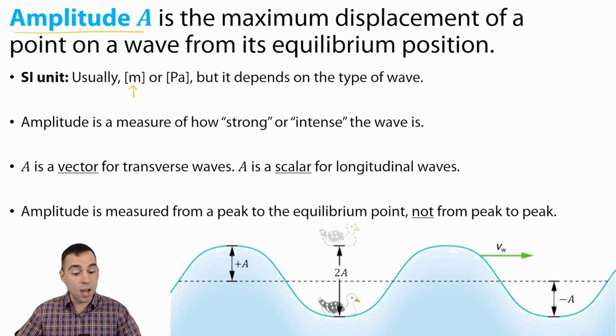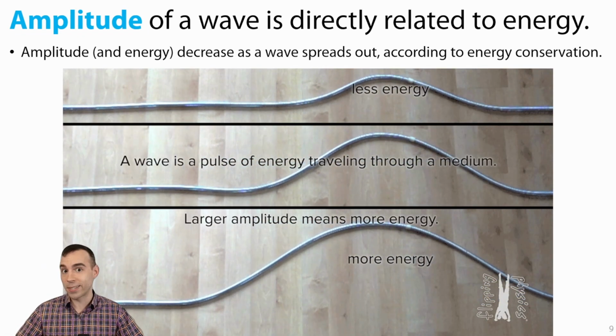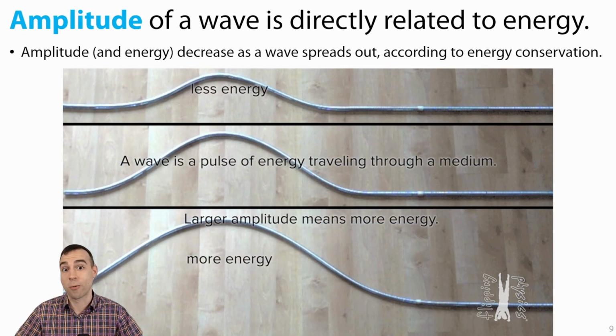It's important to note that the amplitude is measured from the equilibrium position to the peak or trough. It is not the distance from peak to trough directly. That would be twice the amplitude, as you can see in this diagram. The amplitude of a wave is directly related to the energy transmitted by that wave.